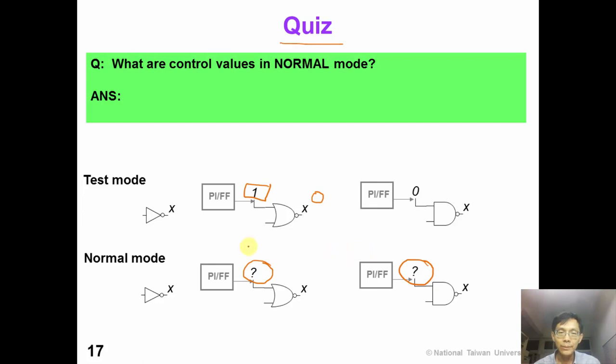Are you done yet? This one should be easy. In normal mode, the question mark should be 0, so that this is simply an inverter. In normal mode, this question mark should be 1, so this is just an inverter. Have you got them correctly?